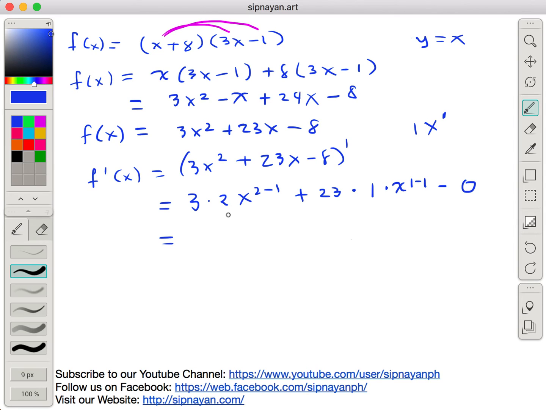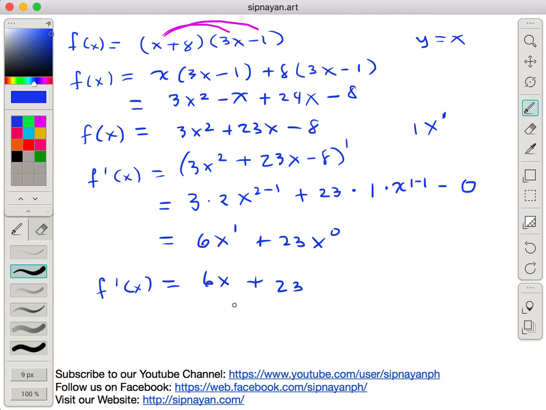Okay. So, this is 6x to the first power plus 23. 23 times 1 is just 23 times x is 23x to the 0 minus 0. Pwede na natin ignore ito. No? And yung 6x to the first power, this is just 6x. No? X to the first power is the same as x. So, pwede natin i-simplify as 6x. And then plus, ang x to the 0 is just 1. 1 times 23 is just 23. So, f prime of x is equal to 6x plus 23.